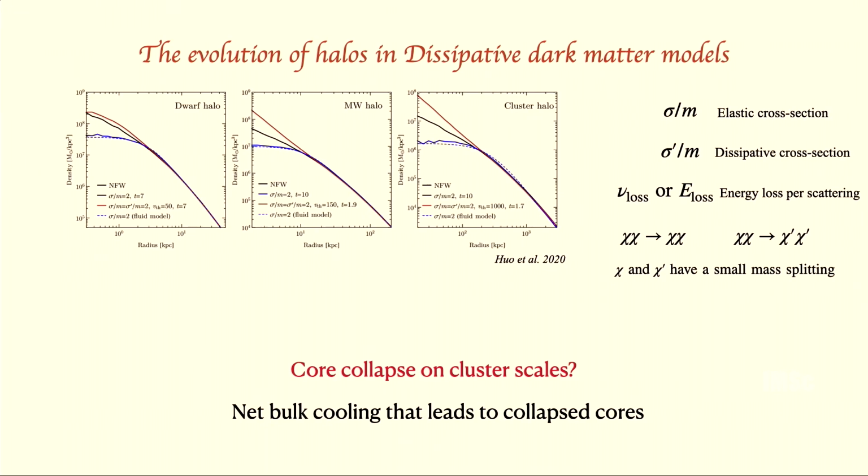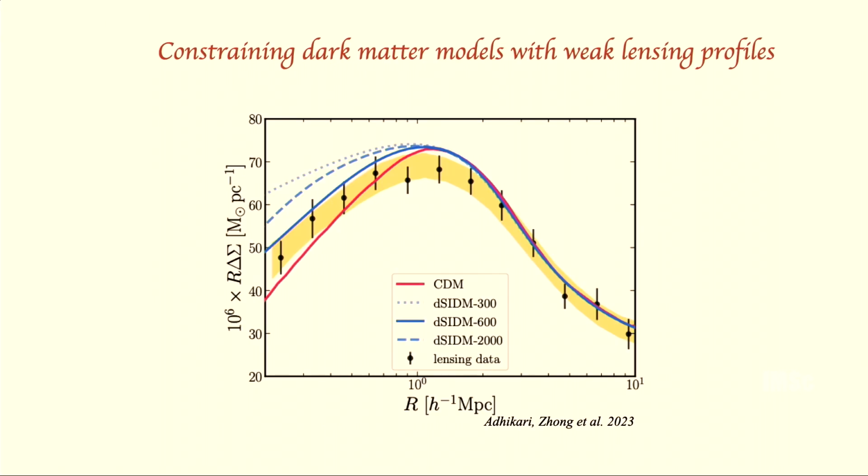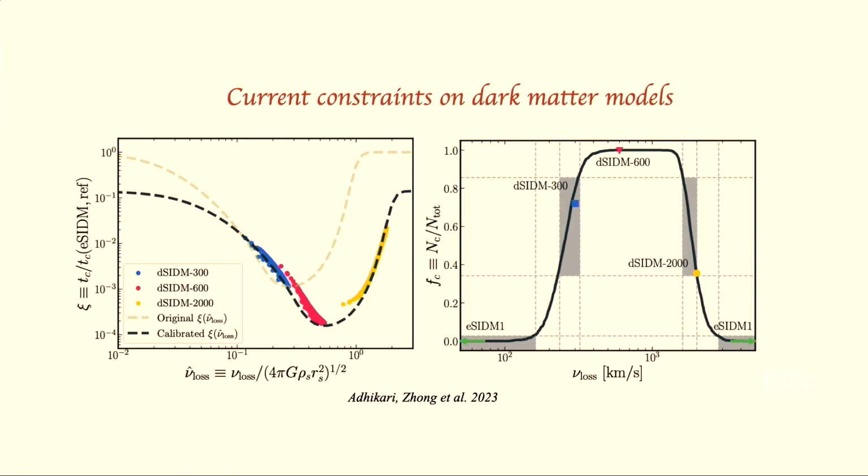And we've also gone ahead and, instead of elastic scattering, if you had dissipative scattering, you would actually start to make the profile much steeper than CDM. So you could also start putting constraints on these dissipative dark matter core collapsed models, even on cluster scales, using the entire profile of the halo from the scale radius to the virial radius. So we use these measurements to put novel constraints on these dissipative dark matter models.